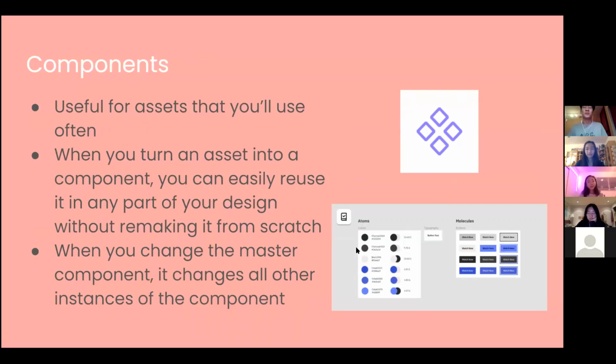Okay, so components are really useful for assets or parts of your design that you'll be using often. So when you turn an asset into a component, you can easily reuse it in any part of your design without remaking it from scratch. And on the right, you can see in the picture some examples of buttons that are used often in this person's interface. If you turn these into components, you can just drag and drop them into your design anywhere without building it all from scratch. And when you make a component, the master component, which is the one that you originally turned into a component, also changes all the other instances of the component in your design. And this might be a little confusing now, but we'll show it more in the demo.